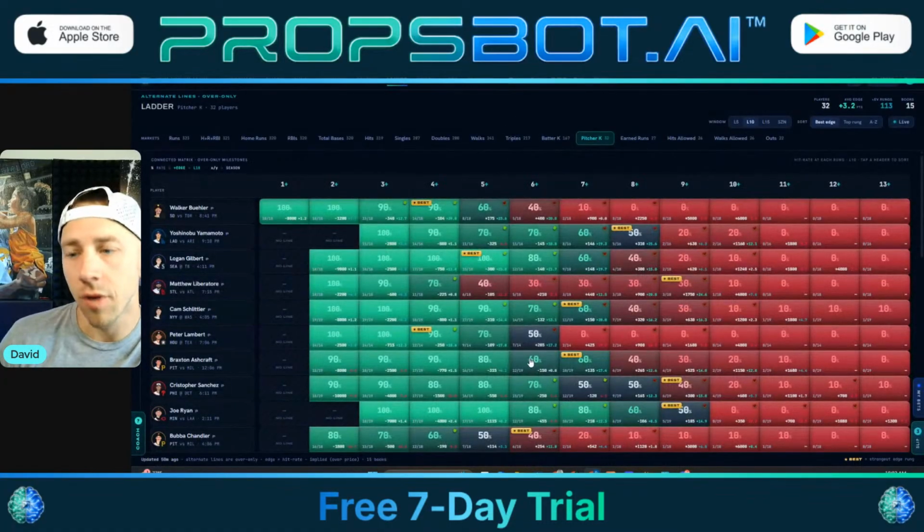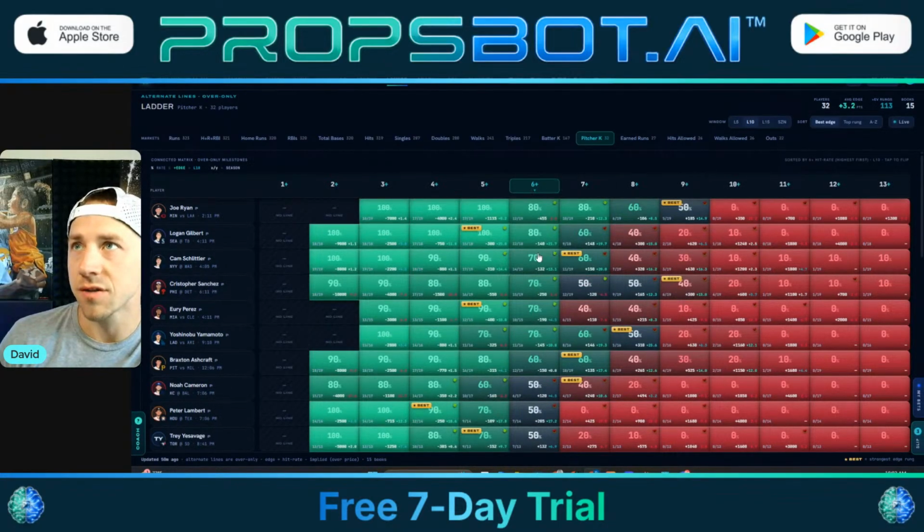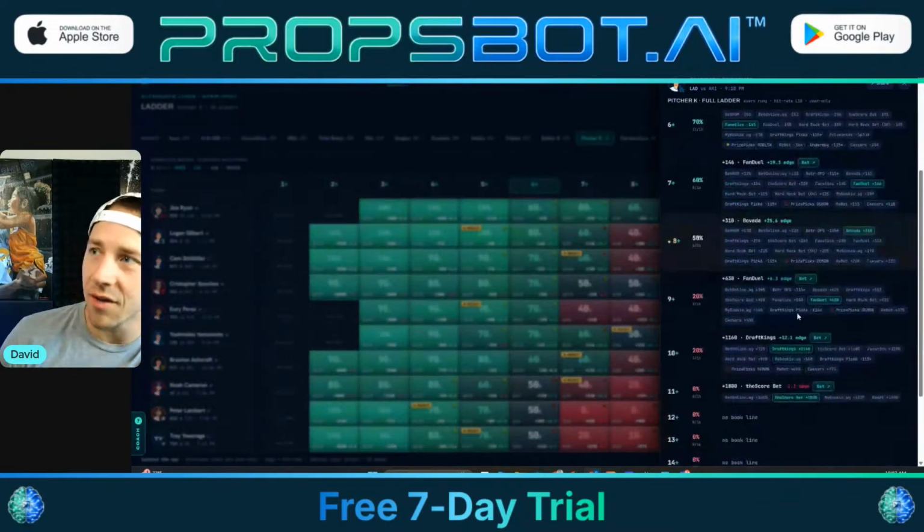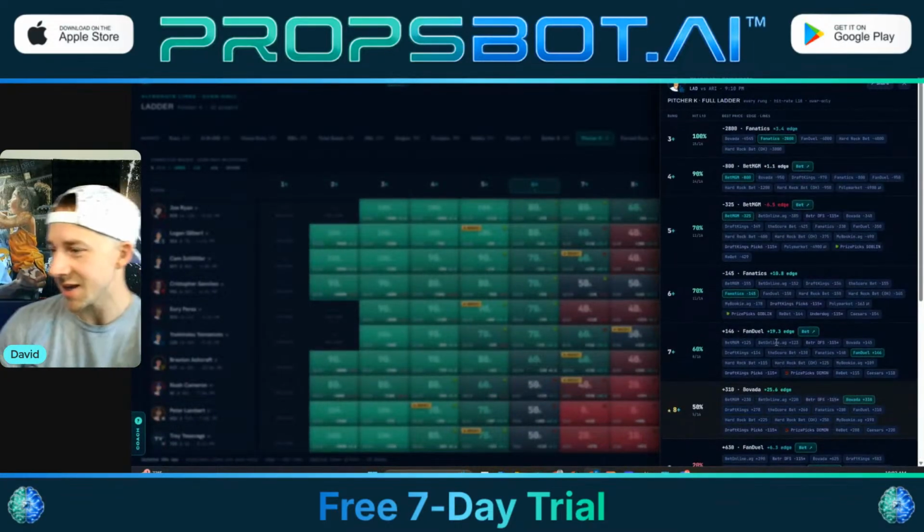The ladder tool is incredible, guys. If you haven't seen this, play around with it. Like, truly, if you want to go 6+ strikeouts and just run out a parlay here for some of these guys, it's pretty sick. You can click into them. You can see all the books on it. Oh my gosh, guys, this is like dope.